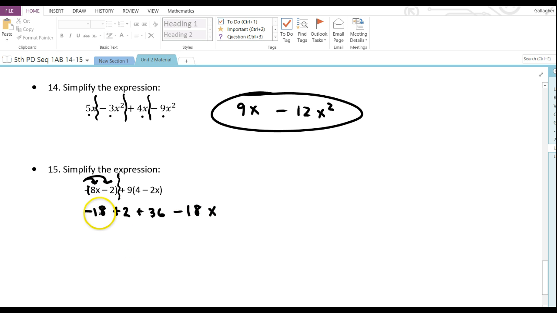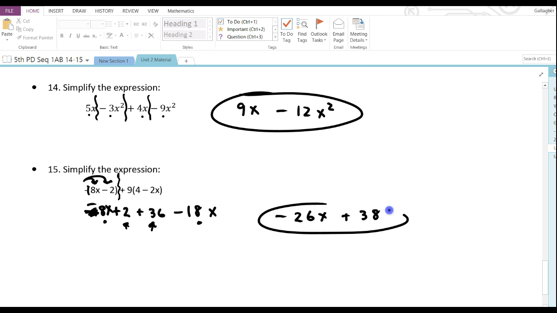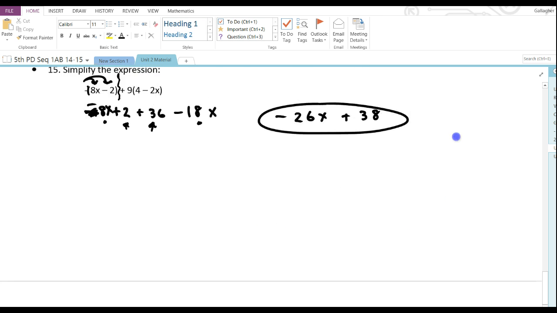Now, I end up with minus 8x here, minus, oh, this is a mistake, so it's just minus 8x. So I combine the x terms here, minus 8x and minus 18x. That gives me minus 26x. Now this term and this term combine to get plus 38. And that's what I get for problem number 15.